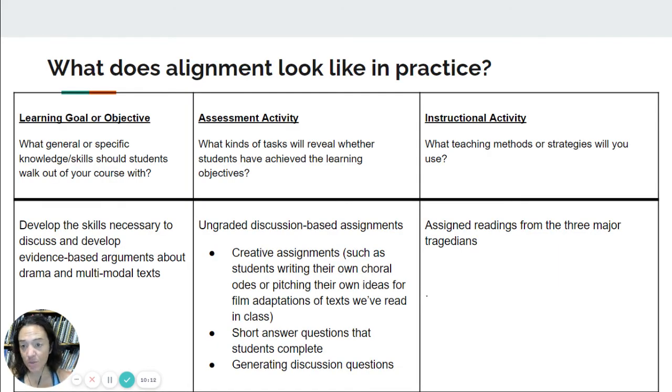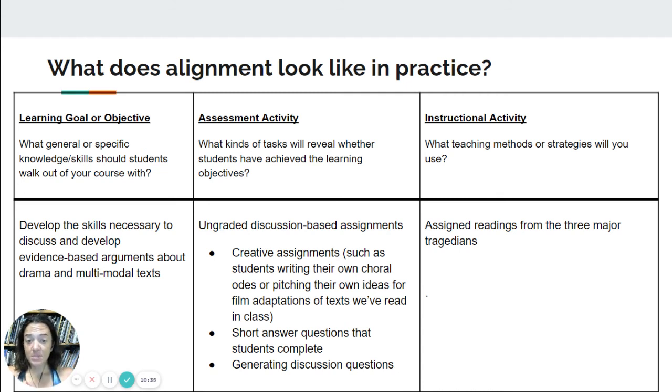So this is something we've shown before, but I just want to reinforce as we're getting to the assessment activity. This was a class alignment that I did for a drama class, a theater class. So I want them to develop the skills necessary to discuss and develop evidence-based arguments about drama and multimodal texts. Okay, so assessment. What is that going to look like?